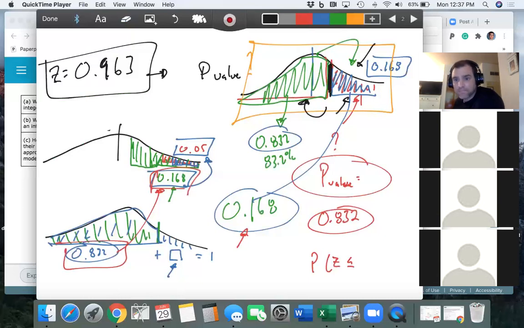Exactly. So if we were looking for the left and we got the 0.832, then we would know that that was our p-value. Right. That's exactly how it works. And likewise, if it was the right side, it'd be 1 minus the p-value. Yep, always 1 minus. Okay, I think it just clicked.